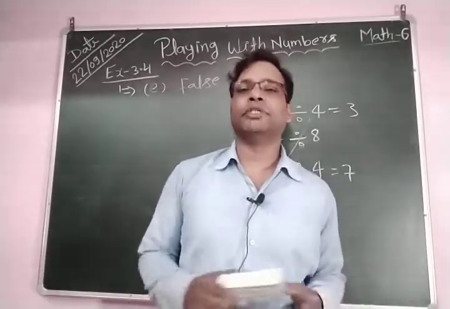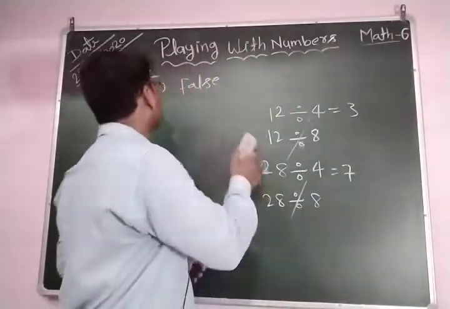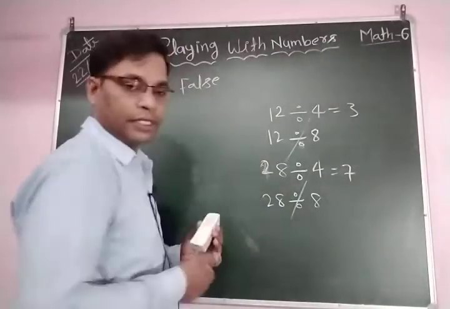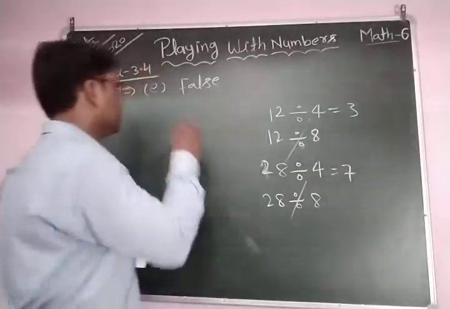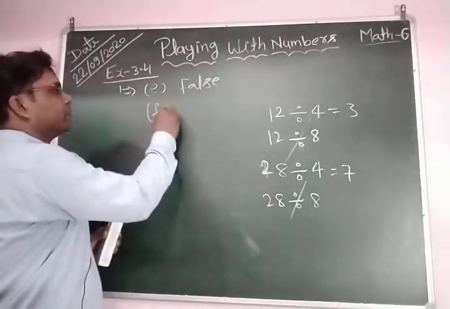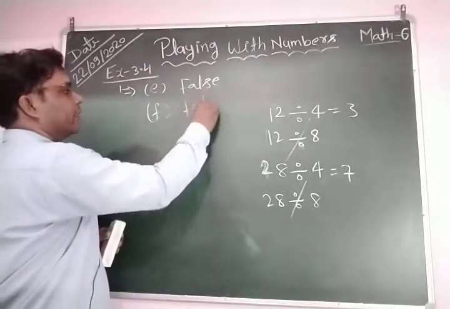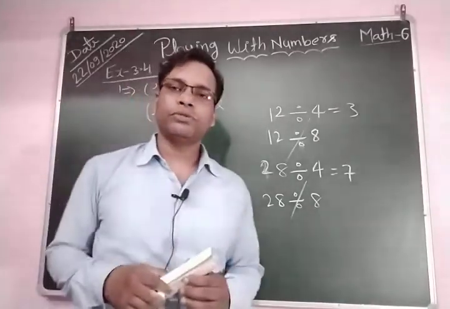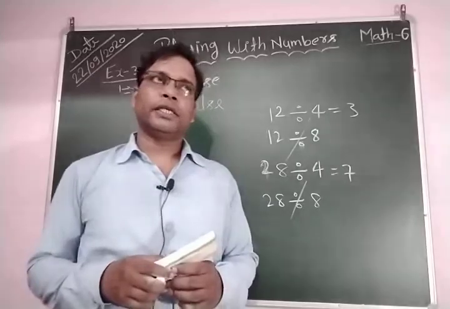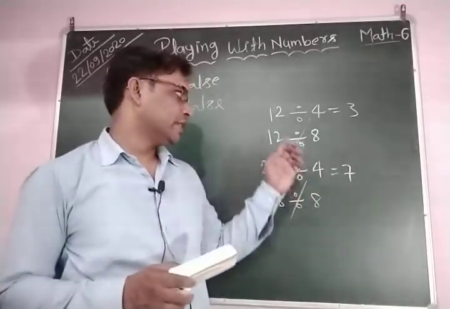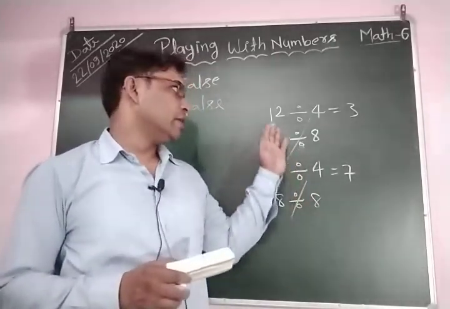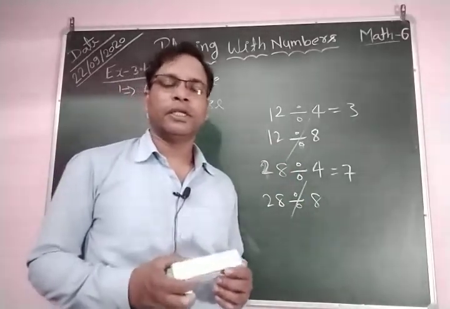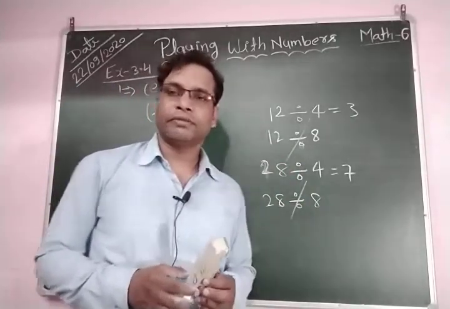But let's see some examples. Here our F part is false. Why is this false? Because it says all those numbers which are divisible by 4 are also divisible by 8. But here we took examples, 12 and 28, which are both divisible by 4 but not divisible by 8. So the given statement is false.